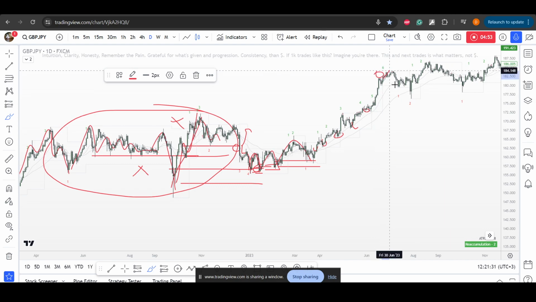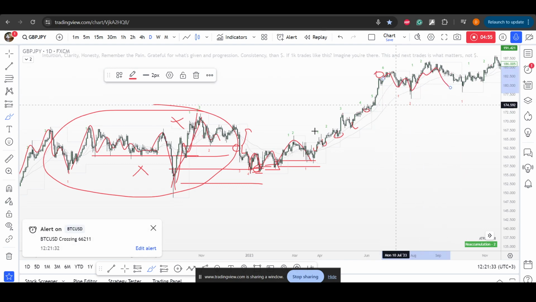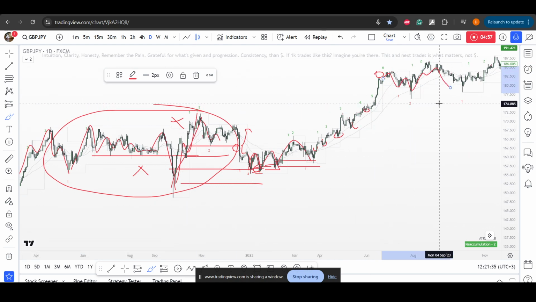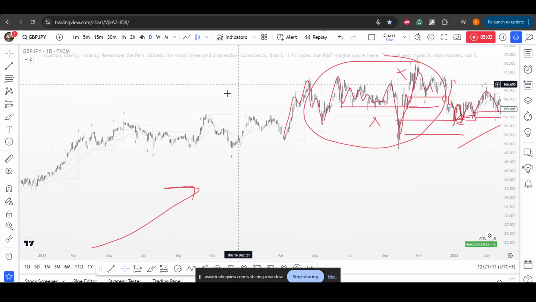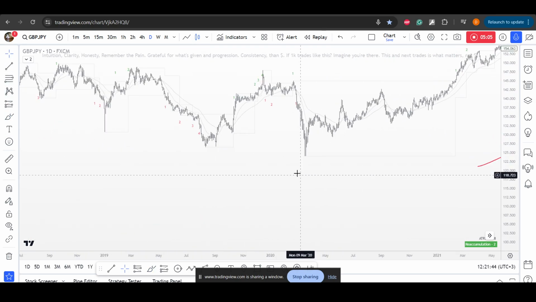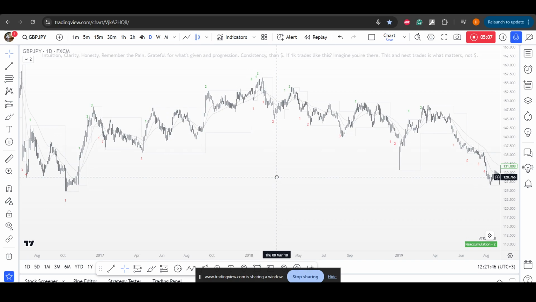Now we have again a flat stage. That's it for today's video. Try now to find similar examples on the chart and just study the market yourself.